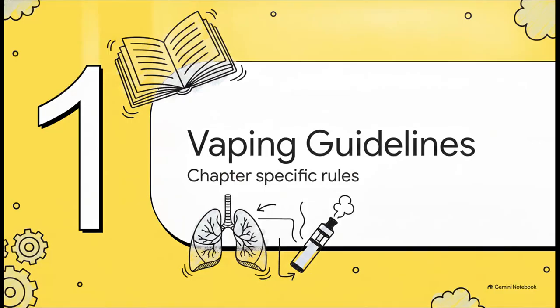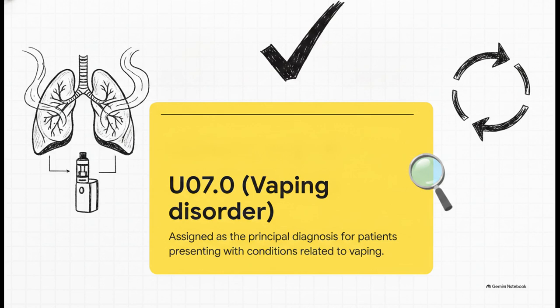First up, we're looking at vaping guidelines and the ever-important U07.0. When a patient comes in with a direct lung injury tied to vaping, the rule here is absolute. U07.0 is your principal diagnosis, no exceptions. You don't just relegate this to a secondary spot. If the admission is for that vaping-induced lung injury, U07.0 takes the lead on your claim every single time.